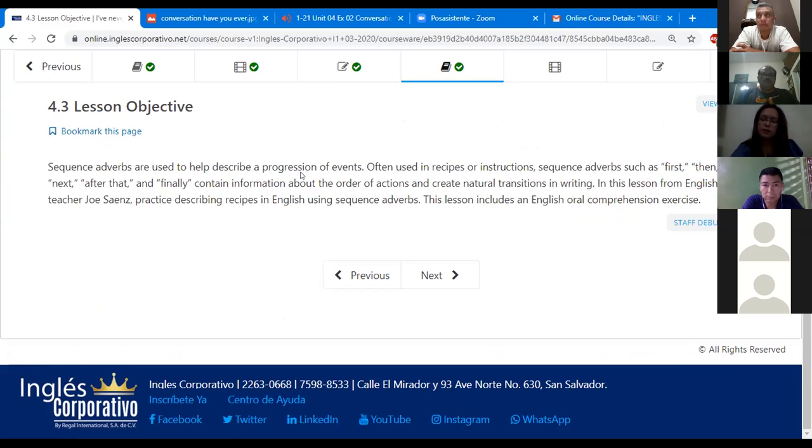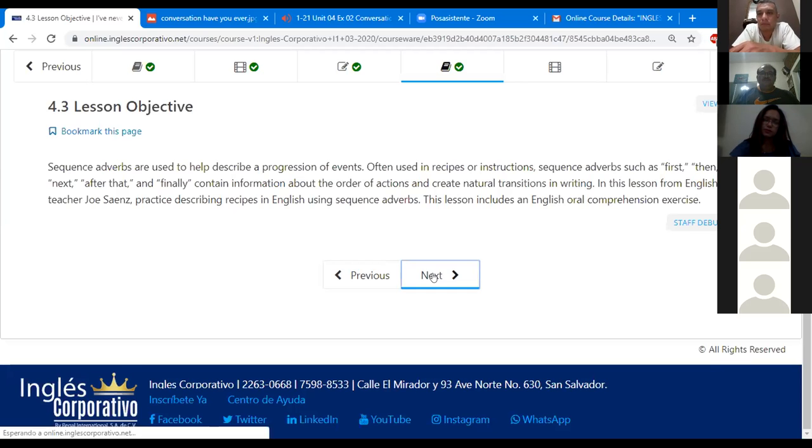Okay, first is sequence adverbs. Second. Sequence adverbs are used to help describe a progression of events, often used in recipes or instructions. Sequence adverbs such as first, then, next, after that, and finally contain information about the order of action and create natural transitions in writing. In this lesson, practice describing recipes in English using sequence adverbs. This lesson includes an English oral comprehension exercise. Okay, very good. Now let's see the next one.